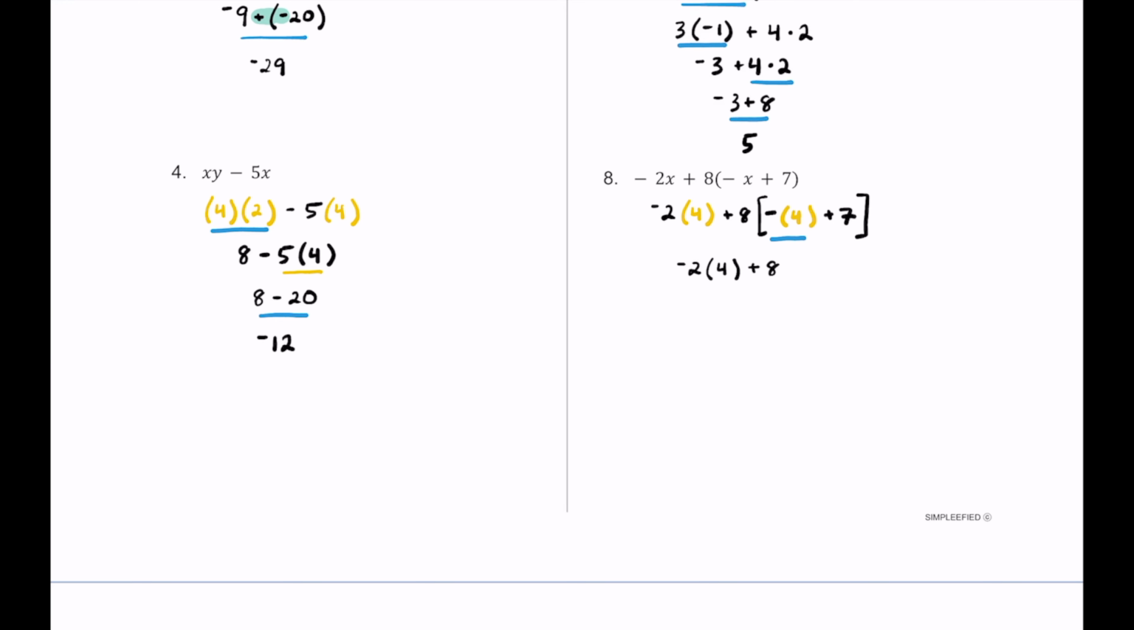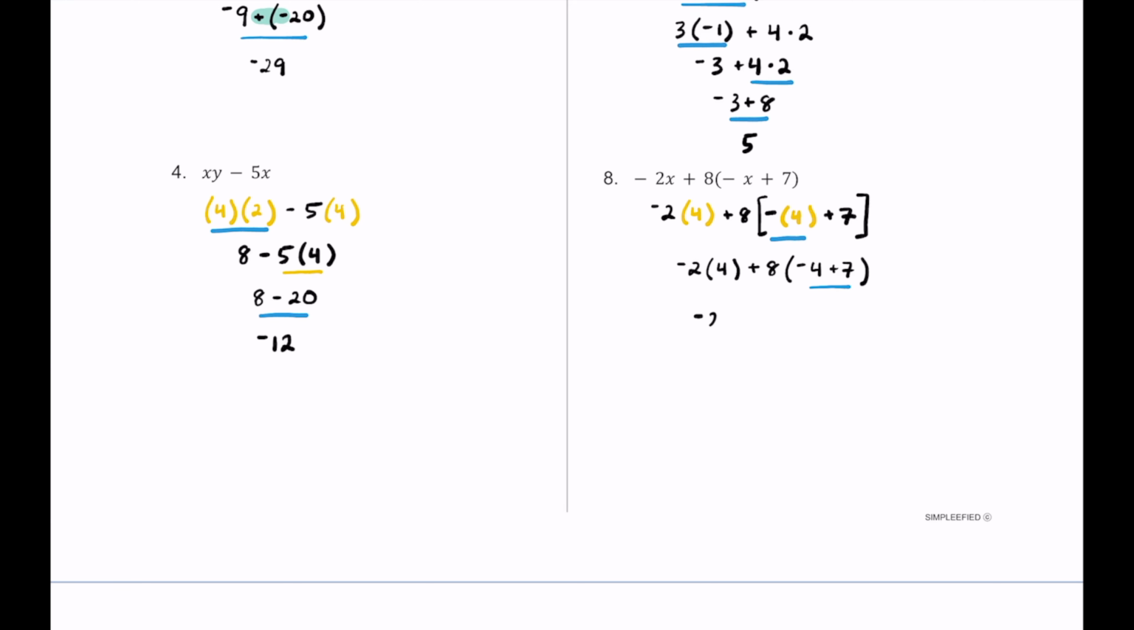So this is going to be 8 times, and I'm going to change these back to parentheses. This is really going to be negative 4 plus 7. Okay, so didn't really do too much there, but just showing that that negative 4, or the opposite of 4, is negative 4. Again, if you jump to this step here, that's fine too. Let's go to negative 4 plus 7. That's going to equal 3, right?